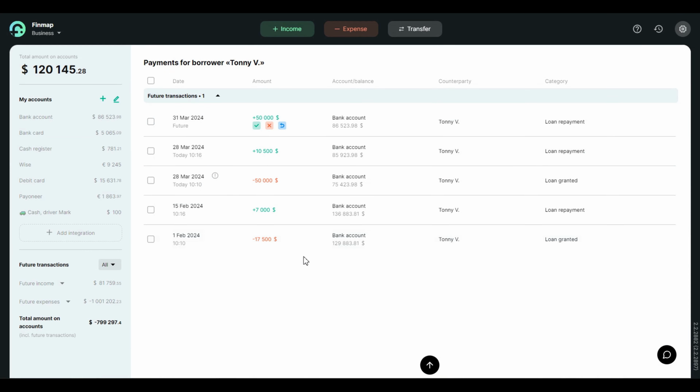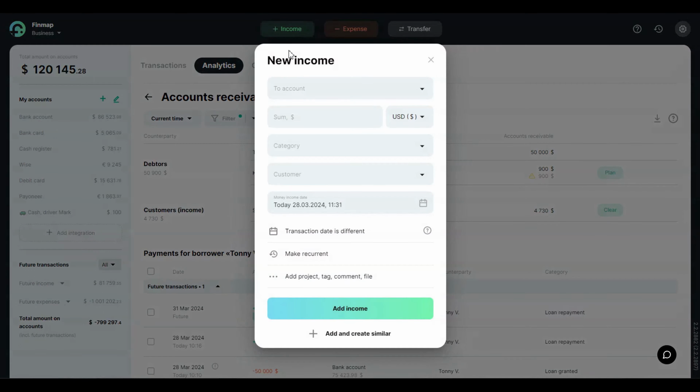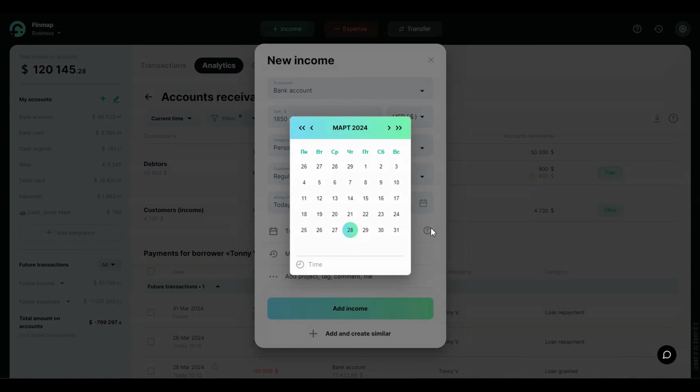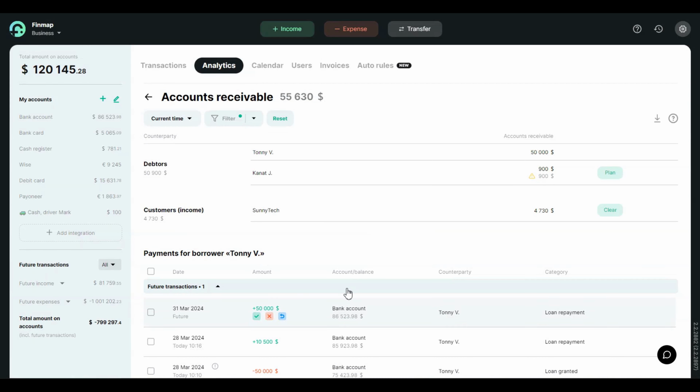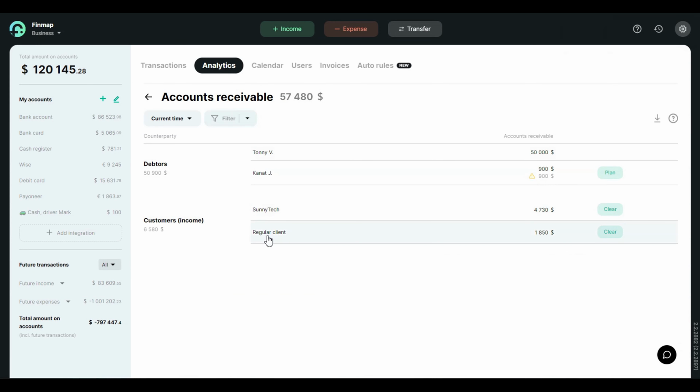The second way is to plan future payments. If you plan to receive income or, on the contrary, to spend money, set a future date and counterparty for such transactions, and such a transaction will be reflected in the corresponding report.